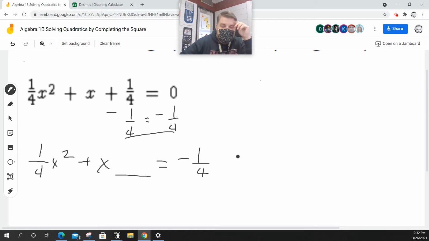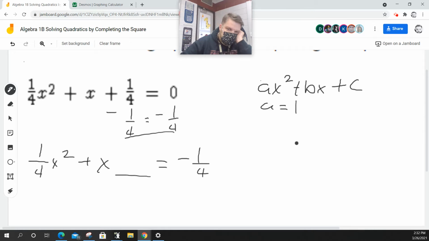Now, I kind of glossed over this, but this completing the square thing really works well if a in my ax squared plus bx plus c equals 1. Does a equal 1 right now? No, it equals 1/4. So I got to figure out a way to make 1/4 equal 1. You got it. So we're going to multiply everything by 4. This becomes negative 1, right? 1/4 of 4 is 1.